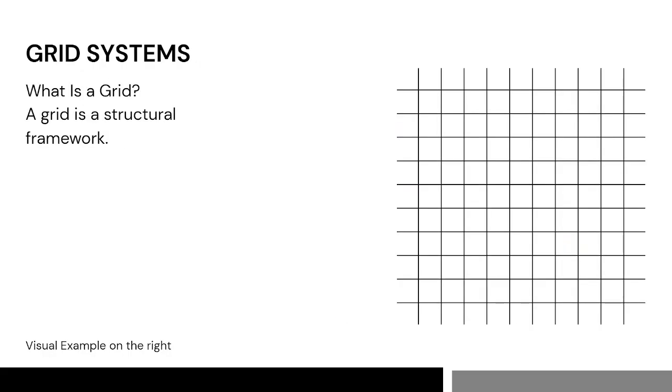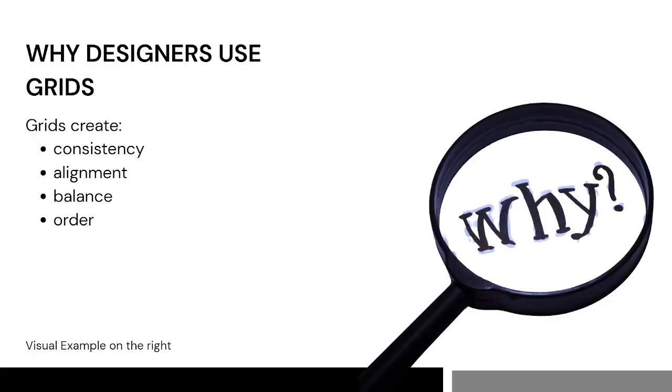Now we also have grid systems. So what is a grid? A grid is basically a structural framework, and there are some tools that have these inbuilt grid features, like CorelDRAW and Adobe Illustrator and so on and so forth. The reason we have grids is to ensure that your design is properly aligned.